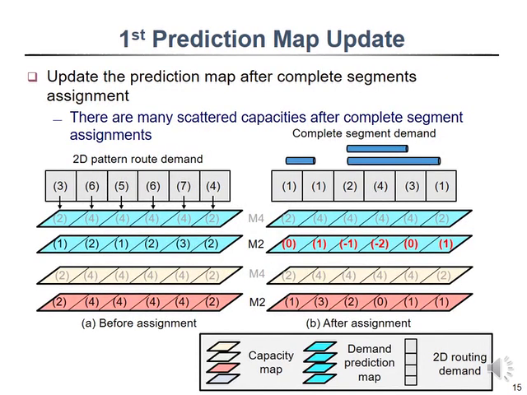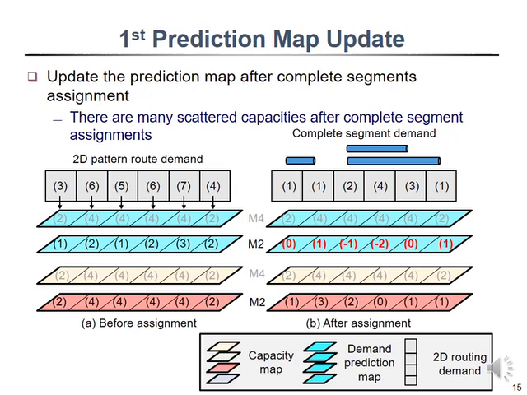After no complete segment can be assigned, we update the demand prediction map and capacity map. Figure A shows the initial prediction map and the initial capacity map. Suppose we assign 3 complete segments on metal 2 and show in Figure B. The complete segment demand is 112431. And demand values are subtracted from the capacities and prediction demands on metal 2, and thus the remaining capacities are 132011, and the predicted demand map becomes 01 -1 -201.